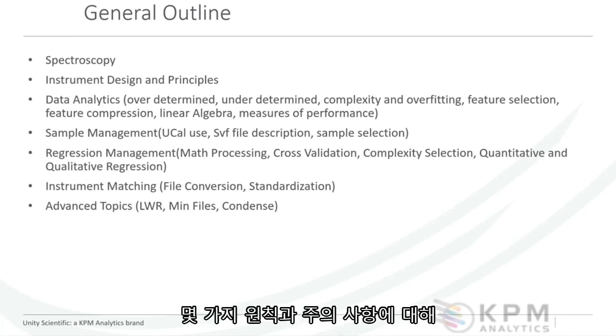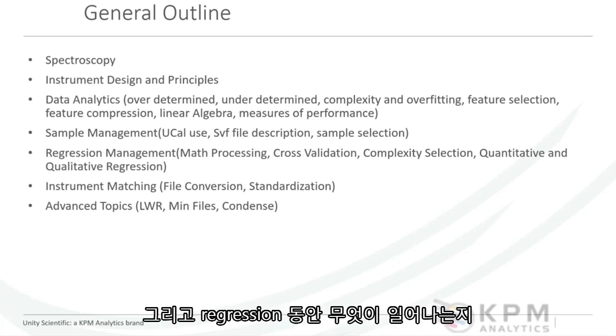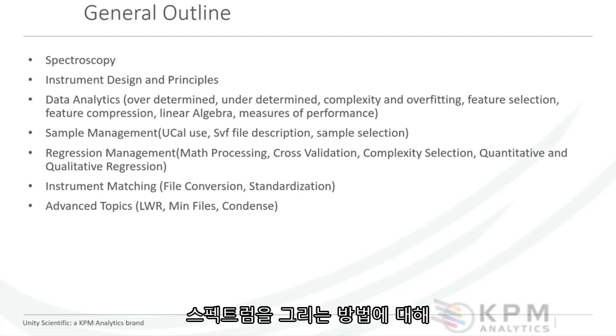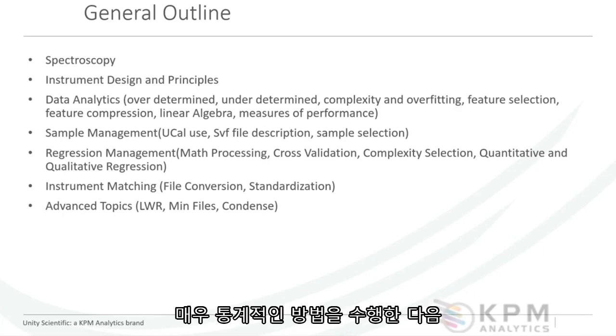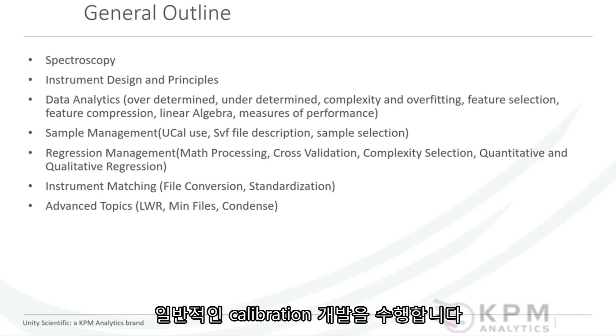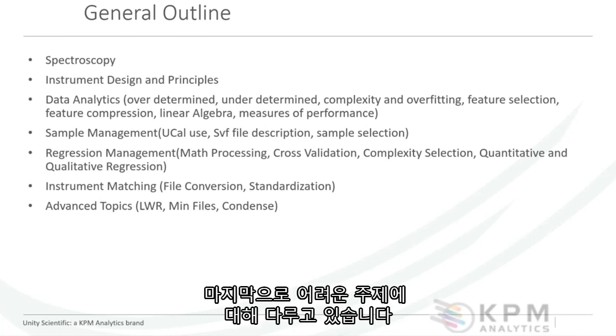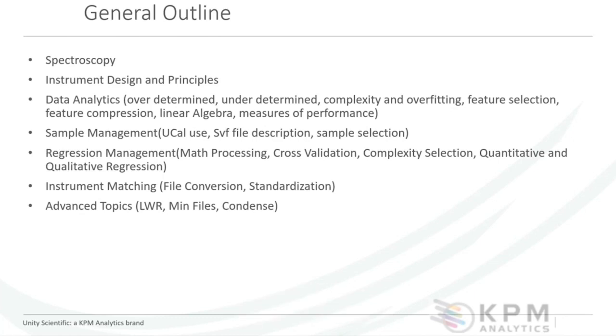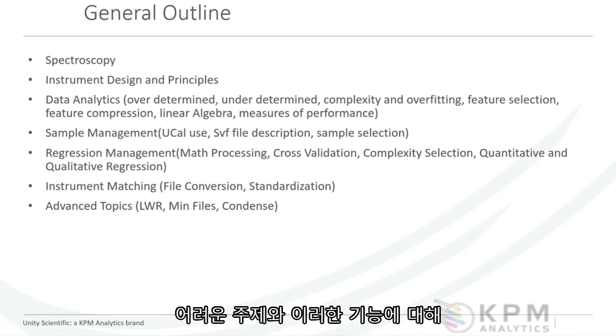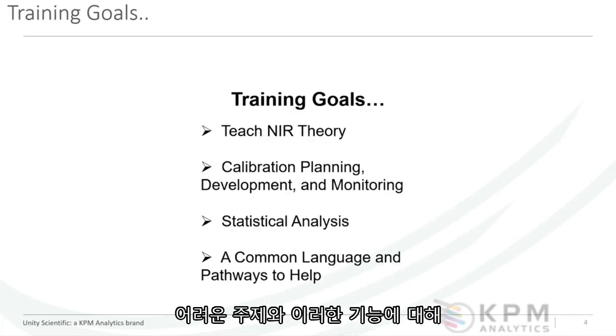We'll talk a little bit about sample management, and then we'll talk about calibration development and specifically what happens during the regressions, how we can change the incoming raw spectra, the various statistical ways we can evaluate it, and just in general calibration development. Then we've got a short part about instrument matching, and then I've got a lecture towards the end about advanced topics. So we'll touch on some of the advanced topics and these features that are available in UCal4 software.